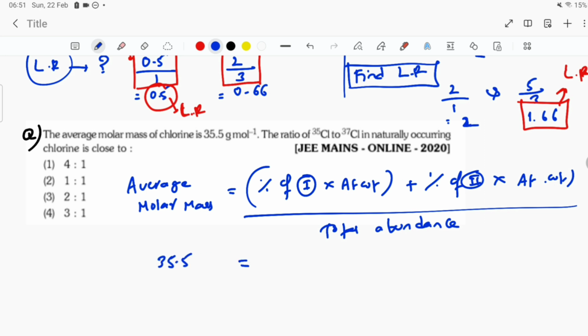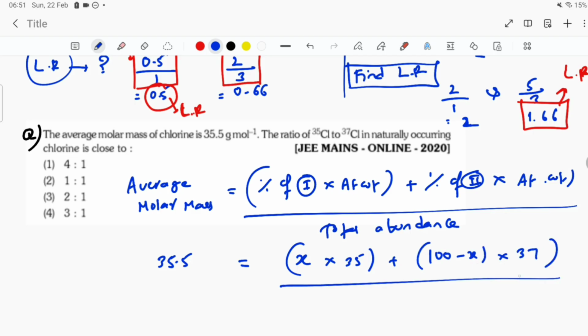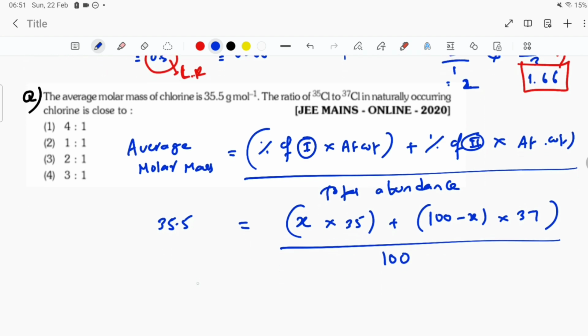Percentage of isotope 1 into atomic weight. Percentage of isotope 1 we don't know here, so I am taking it as x. If I take it as x into atomic weight 35 for isotope 1, plus another one, 100 minus x, atomic weight 37, by total abundance 100 anyway. So if you solve, x is equal to 75 percent, and 100 minus x is equal to 25 percent.